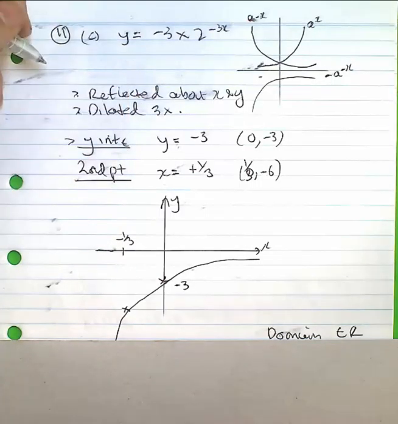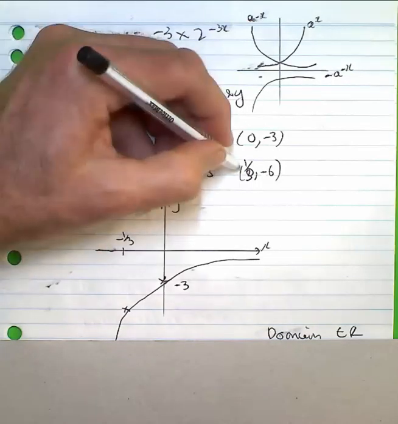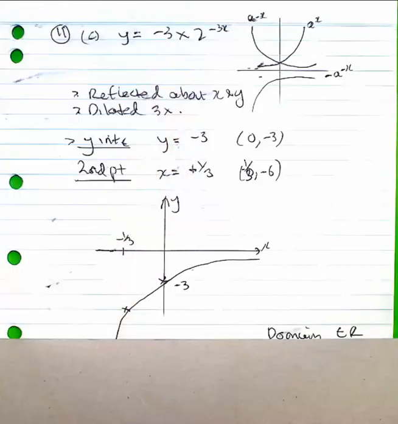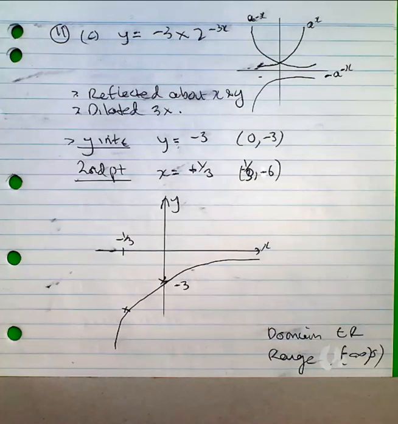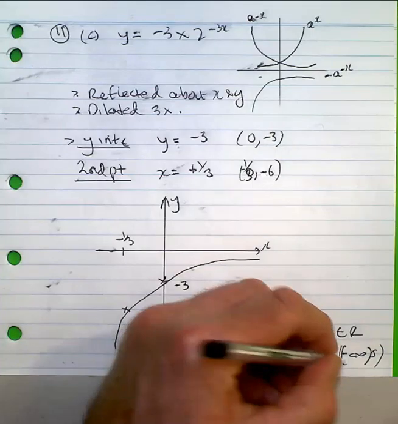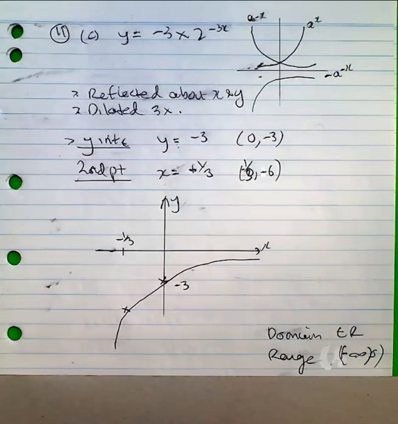or 1/3, negative 6 in this instance. Negative 1/3, negative 6. You can see there the domain is an element of the real, and we go from negative infinity to positive infinity.